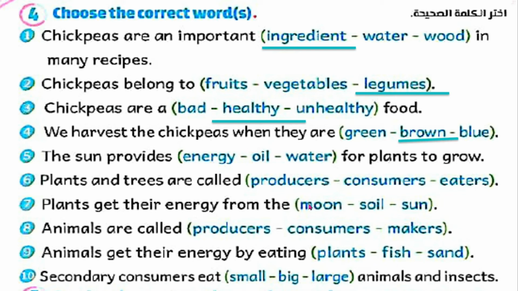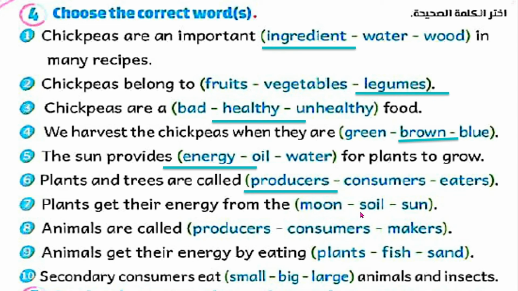The sun provides energy, oil, water for plants to grow. The sun provides what? Energy, of course, for plants to grow. Plants and trees are called producer, consumer, eater. Yes, I can hear someone saying producer, producer. Perfect. منتجين، كائنات منتجة.